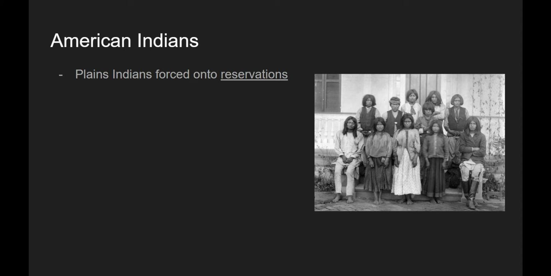So we know that reservations are basically pieces of land, usually in undesirable areas or not very good land, that is given to Native Americans, and basically they're forced to live upon those areas and they're not allowed to leave. Of course, as Native Americans, they don't necessarily want to go on these reservations, nor do they want to be forced into areas away from their natural homelands. So there's a series of fights and battles that breaks out really throughout the 1800s.